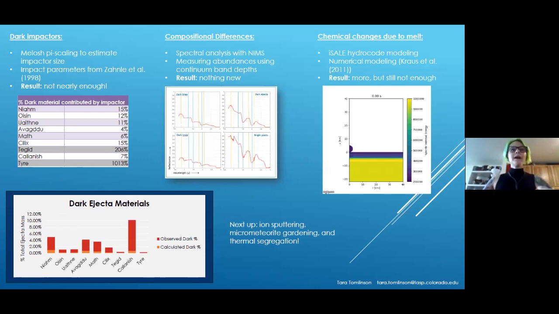Moving forward, I'm looking into some more active surface processes that could be coming into effect after the original impact. Things like ion sputtering, micrometeorite gardening, and thermal segregation. Not only could these contribute to albedo changes in our crater ejecta, but they might also tell us about the rates of darkening that are happening and could give us another means of dating the craters on Europa and learning more about Europa's surface in general.